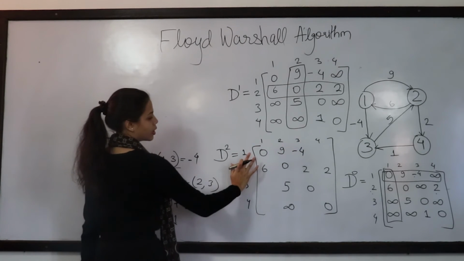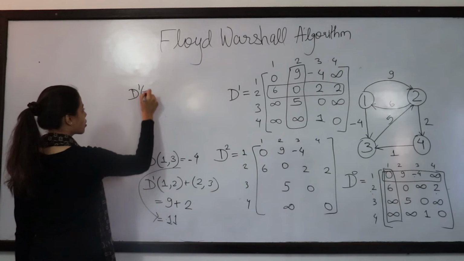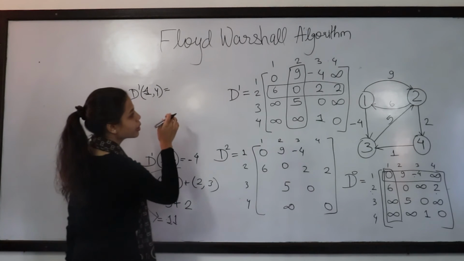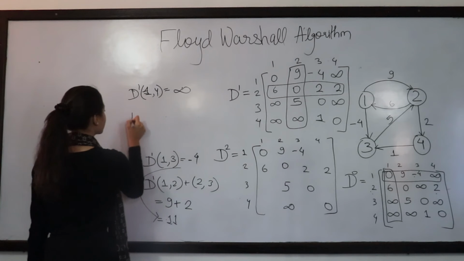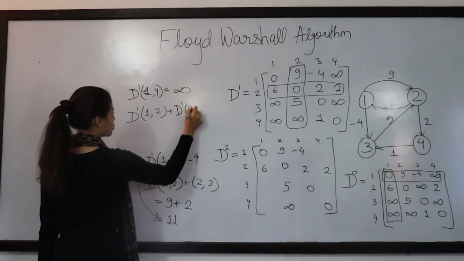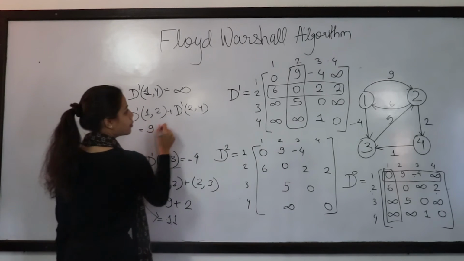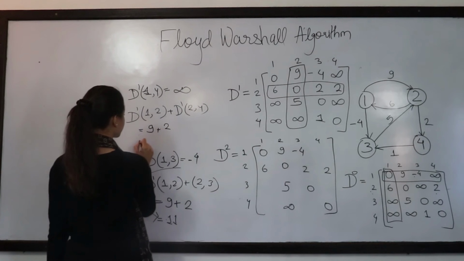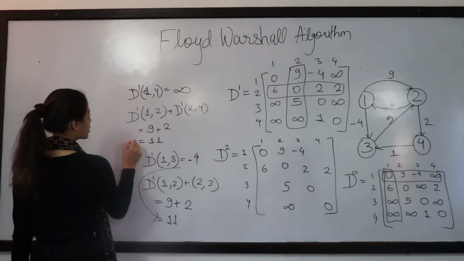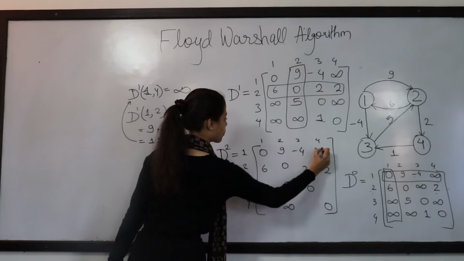Similarly, for 1 to 4, we have infinity. Now via 2, we will get 1 to 2 plus 2 to 4, which becomes 1 to 2, 9 plus 2 to 4, 2, which is 11. Which is less than infinity, so we update the value of this with 11.